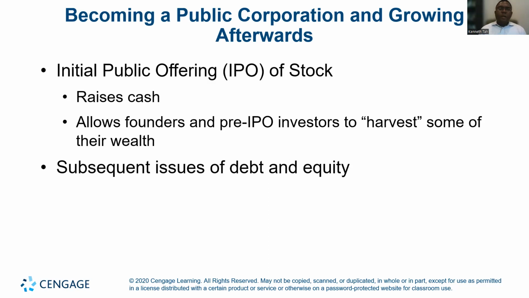So the process of incorporation includes what we call the initial public offering of stocks. This is when the company is raising cash by issuing shares to the public. This process allows the founders and pre-IPO investors, by which we mean friends, family, private investors, and venture capitalists who had invested in this business when it was a closely held corporation, to harvest some of their wealth because now it's going public. The business is selling ownership to other people, opening up its ownership structure. That's what we mean by initial public offering: the first time a business is opening up its ownership to the public. People can buy stocks for the first time.